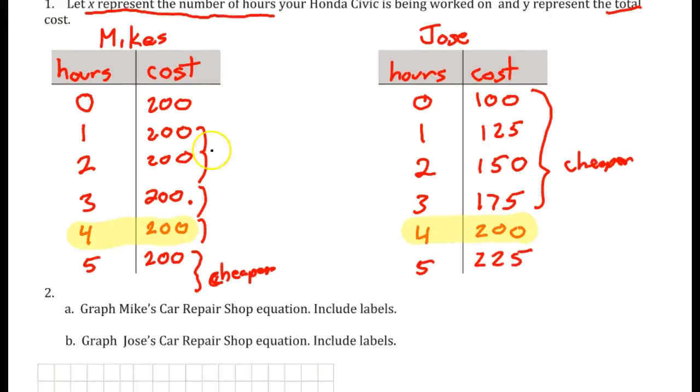What will the graph for this one look like? For Mike's, what will that look like? Will it be diagonal? No, because the slope is 0, right? So what kind of line do you have if the slope is 0? Yeah, it's a horizontal line, right? So Mike's is just going to be a horizontal line. No matter how many hours, it always stays at $200. It doesn't go up. So you have 1, 200, 2, 200, 3, 200. No matter what, it stays at $200.